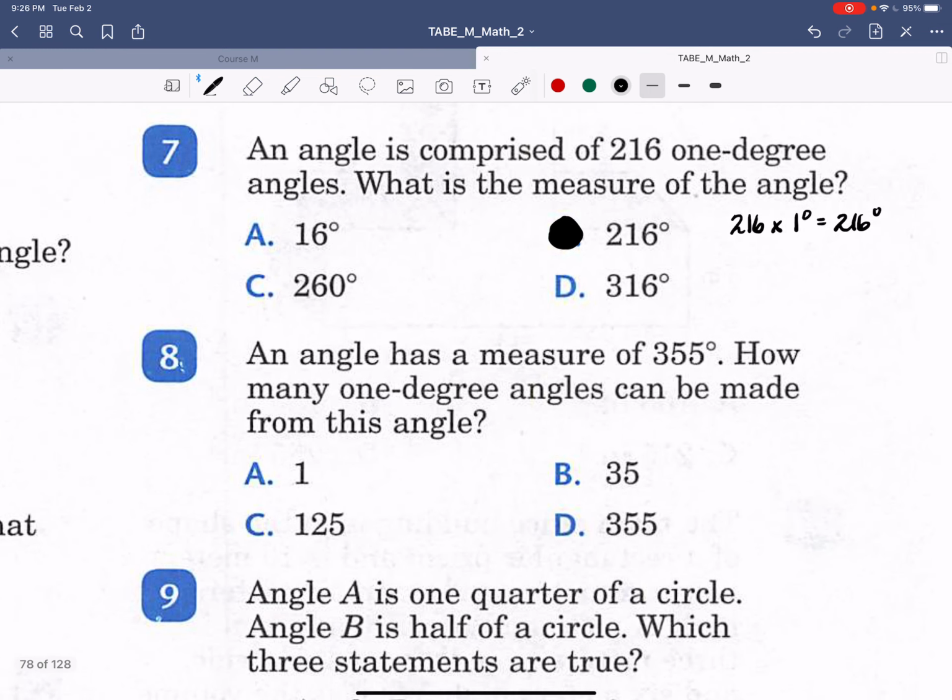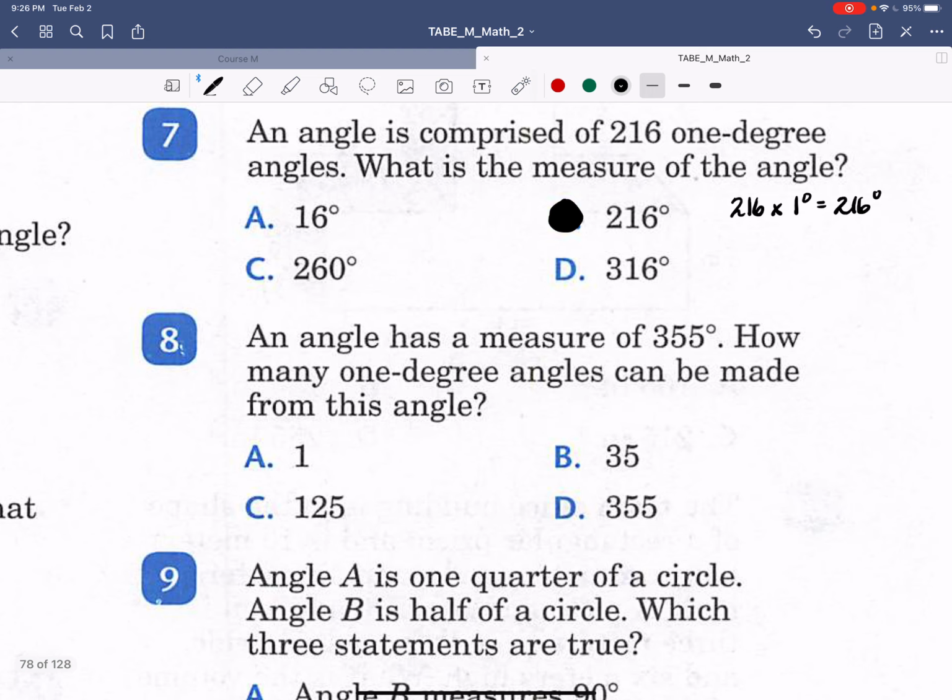An angle has a measure of 355 degrees. How many 1-degree angles can be made from this angle? Well, if you take your 355 degrees and you break it down into 1 degrees, you will get 355 of them. So even with angles, we're building up and breaking down.